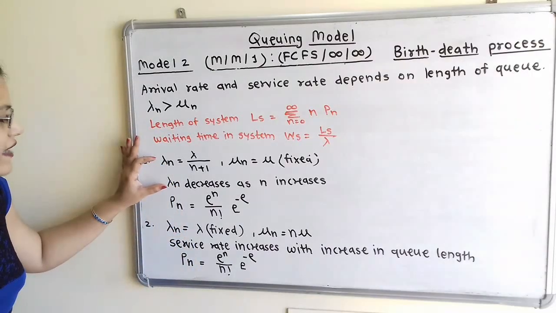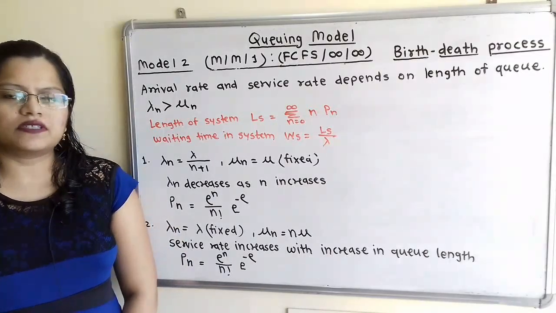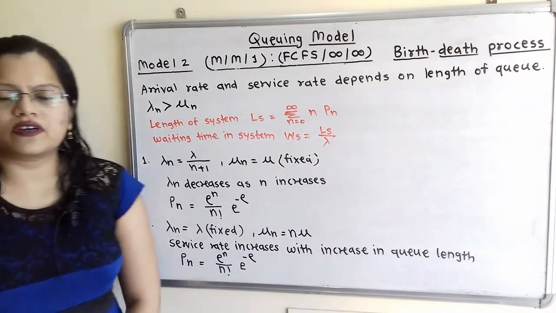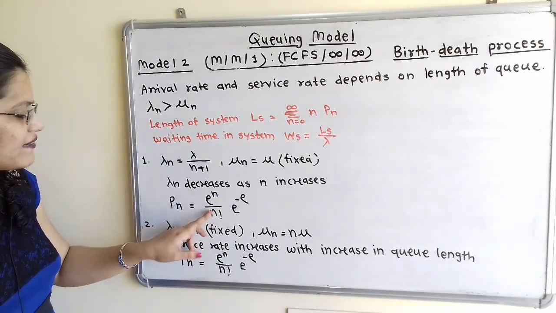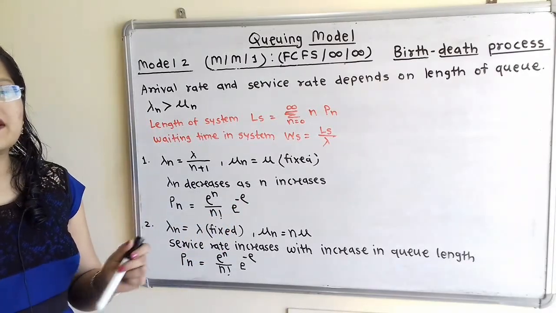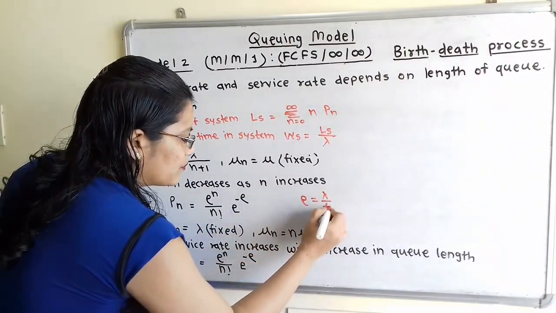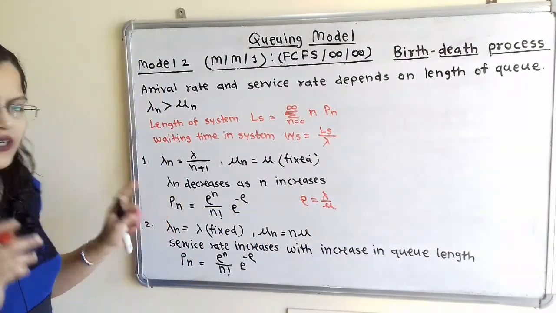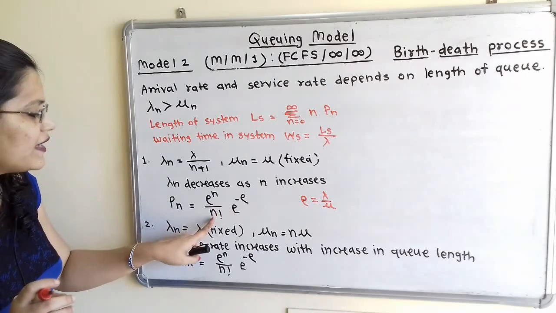Now how can we write the formula for the probability of the number of customers in the system, that is Pn? So Pn is equal to rho raised to n divided by n factorial, times e raised to minus rho. Now what is the meaning of rho? We know that it is the utility factor. So rho is equal to lambda by mu, that is the ratio of lambda by mu. And that is how we calculate Pn.